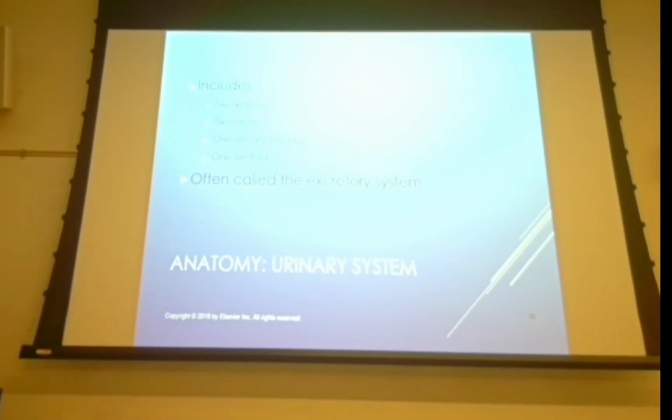So generally 2 kidneys, 2 ureters, 1 urinary bladder, 1 urethra, and that's what we call the excretory system. And the word excretory is going to come into play here in a bit. We've got about 4 different words that we use for a study of the entire urinary system. So be ready for all that.